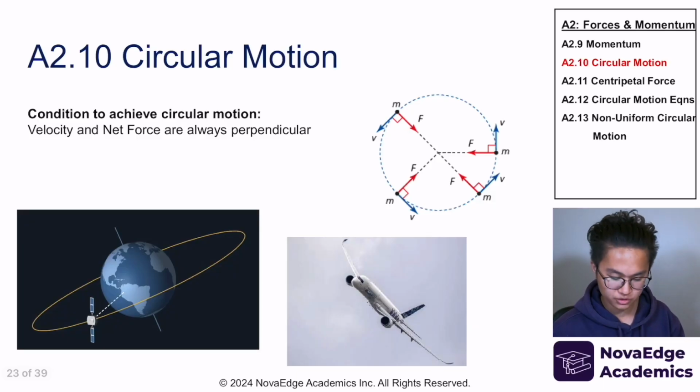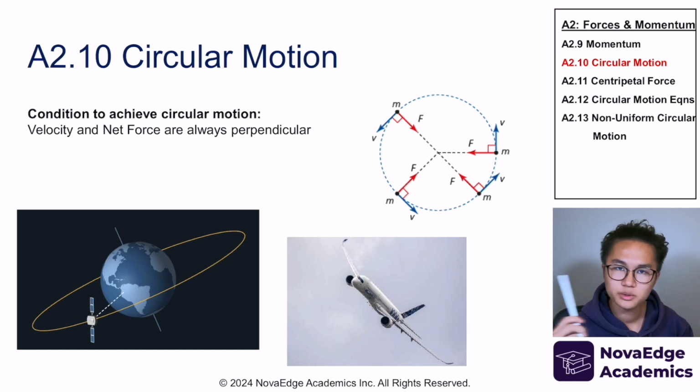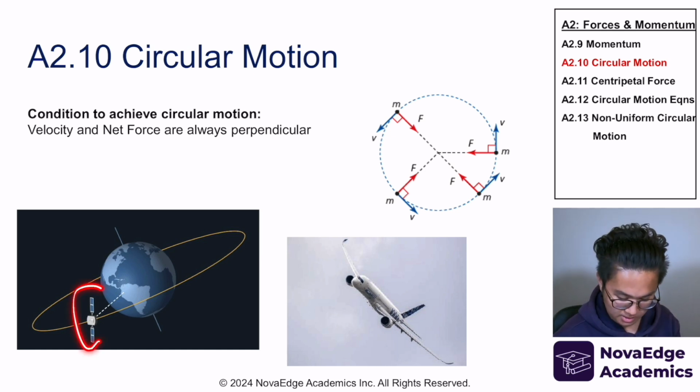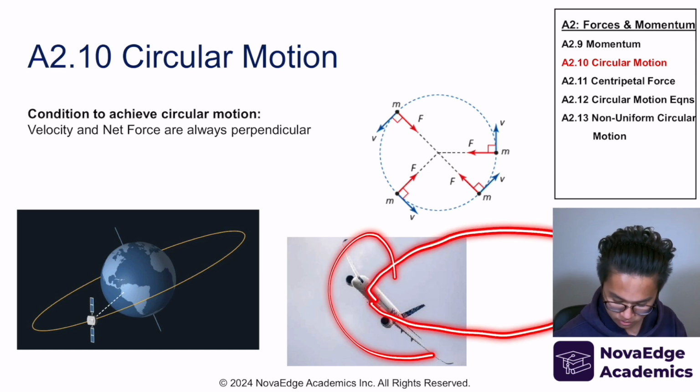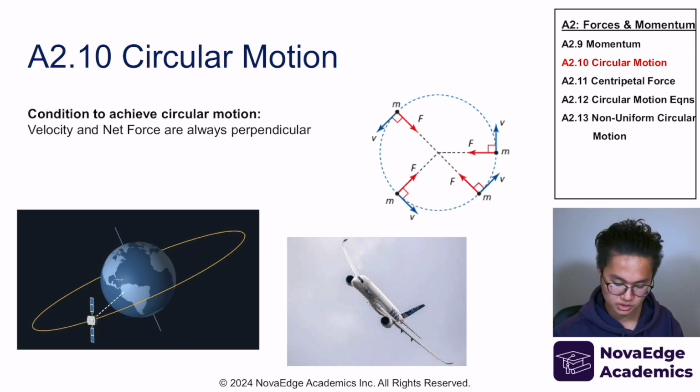Now I'm going to talk about circular motion. Circular motion is just something that's orbiting in a circle. An example is a satellite orbiting the Earth, or a plane turning itself around in circles. Okay, so these are what we call circular motion.